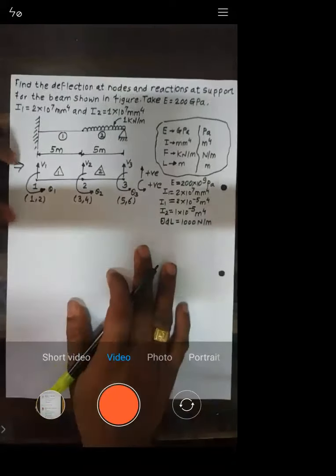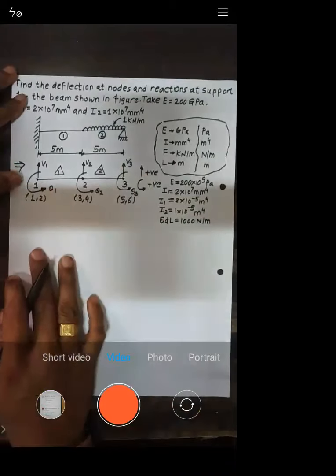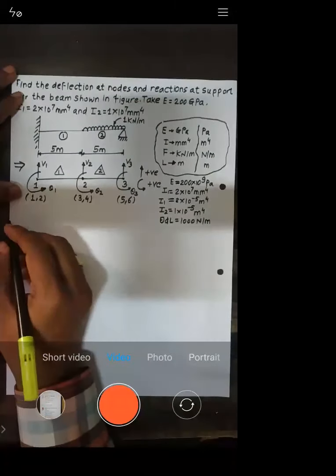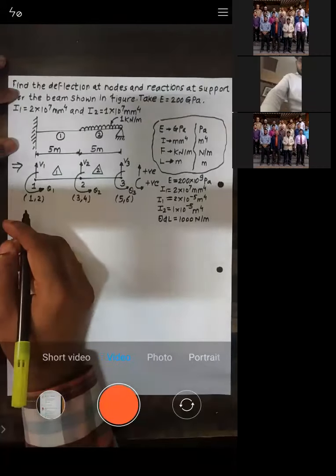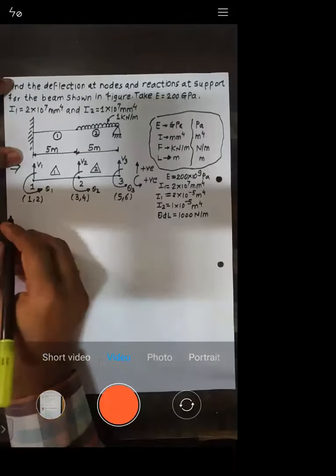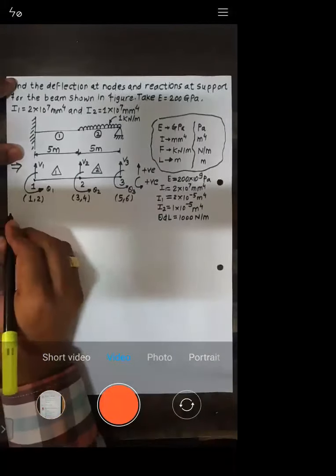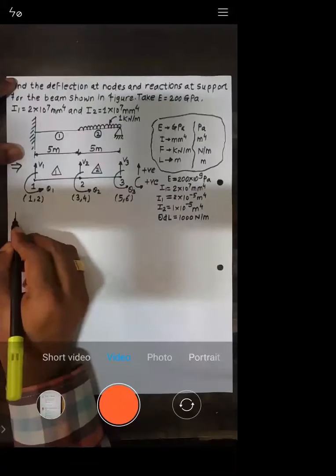Now let's start with the problem. If you need to solve this problem, you should first know the formula for EME, that is element matrix equation. Can you remember the formula for EME? Whether you know the formula for EME?